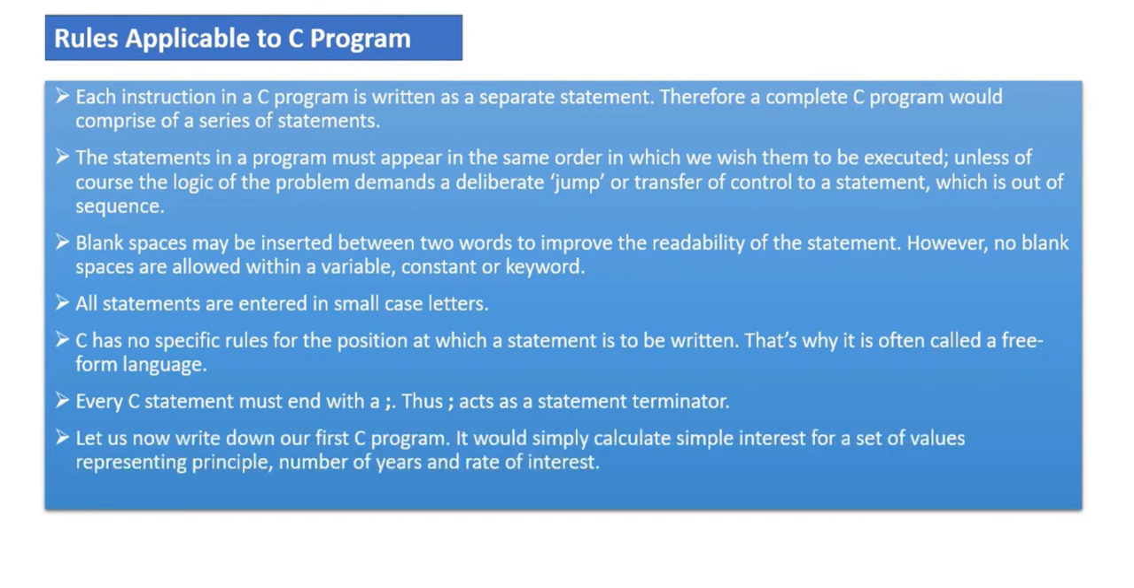Let's now write down our first C program. It would simply calculate simple interest for a set of values representing principal, number of years, and rate of interest. I hope you remember the formula for calculating simple interest. That is principal multiplied by number of years multiplied by rate of interest divided by 100. So we are going to write our very first C code to calculate the simple interest.